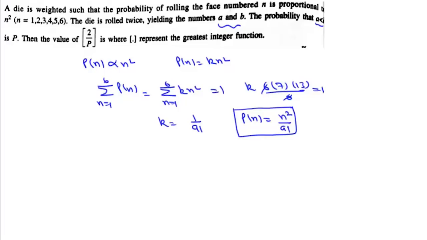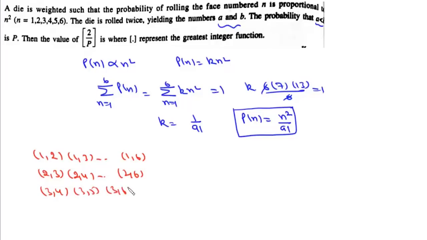Now if A is less than B, then the possible combinations that we have here are (1,2), (1,3) up to (1,6), and then (2,3), (2,4) up to (2,6), (3,4), (3,5), (3,6), (4,5), (4,6), and then (5,6). So these are all the favorable conditions for A and B such that A is less than B.